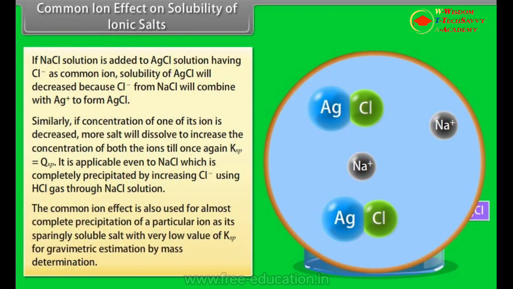The common ion effect is also used for almost complete precipitation of a particular ion as its sparingly soluble salt with very low value of Ksp for gravimetric estimation by mass determination.